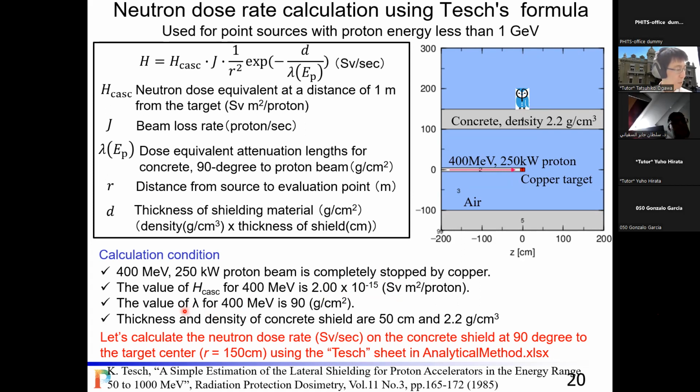And this is also taken from pre-evaluated data, that is lambda, which is 90 gram per square centimeter. The thickness and density of the concrete shield are 50 centimeter thick and 2.2 gram per cubic centimeter. That's the assumption. Given these conditions, let's calculate the neutron dose rate in sieverts per second on the concrete shield at 90 degrees. So the beam is this way, and the evaluation point is at 90 degrees with respect to the beam axis.